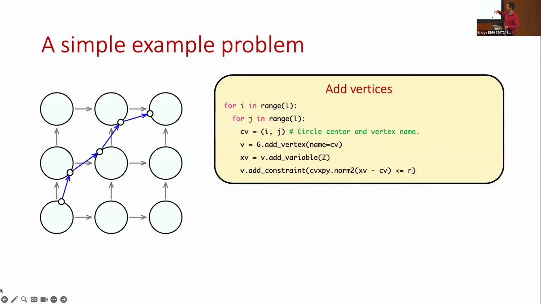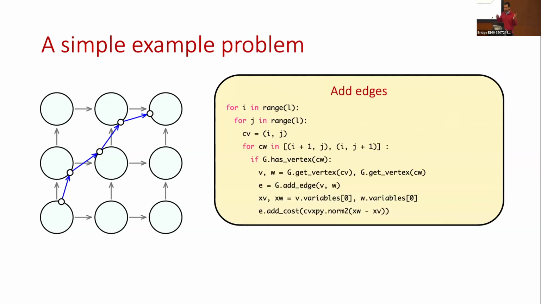We iterate through this grid for all i's, for all j's. This is the syntax to add a vertex. Add vertex, nothing surprising. You need to name a vertex. You can add a variable, the continuous variable for the vertex, and then you can add constraints. And the cool thing is that to add constraints, you can use any CVXPY function. You essentially have a CVXPY program for everything.